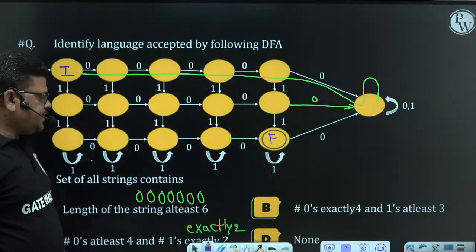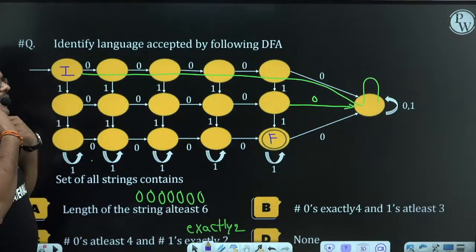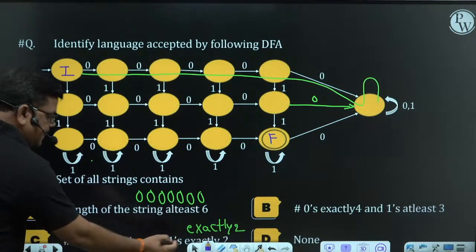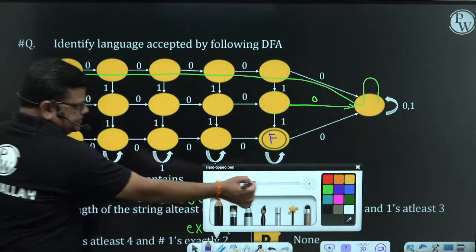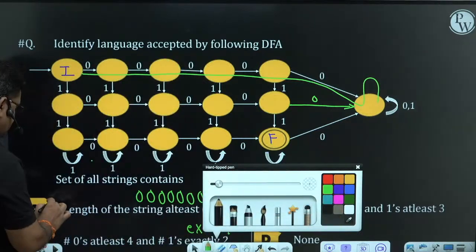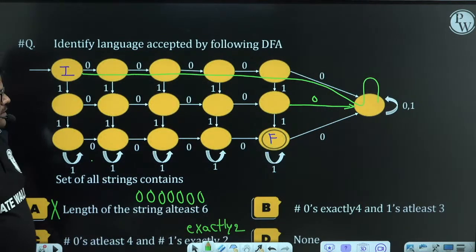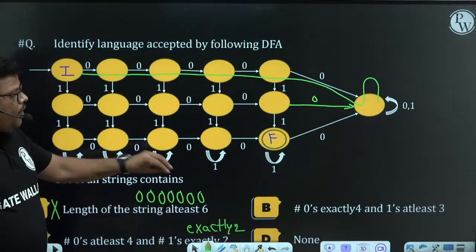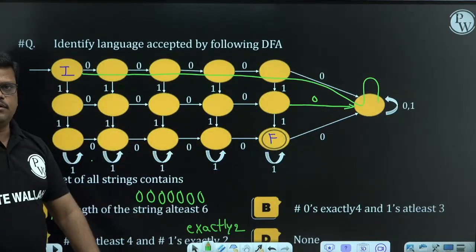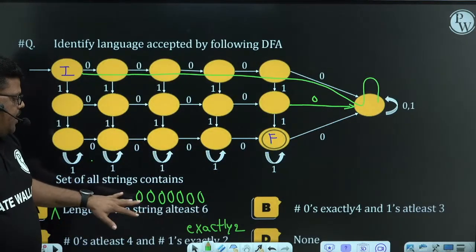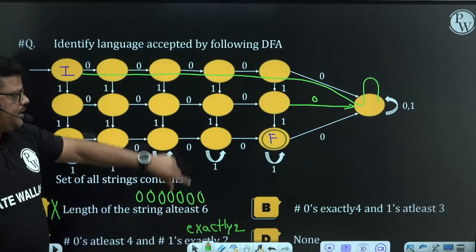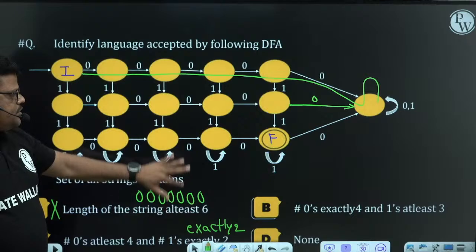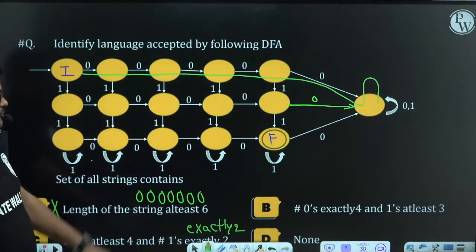If 7 zeros is rejected, how can I say any string of at least 6 length is accepted? So A is clearly a wrong option. At least 6 length is not the condition of strings accepted by this automata, because I have selected a string which violates this condition. If A is the answer, this string should be accepted. It is not accepted, so A is gone.